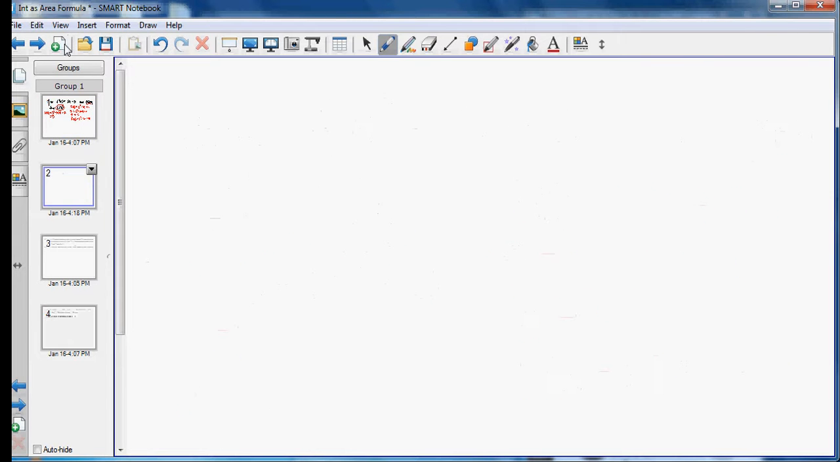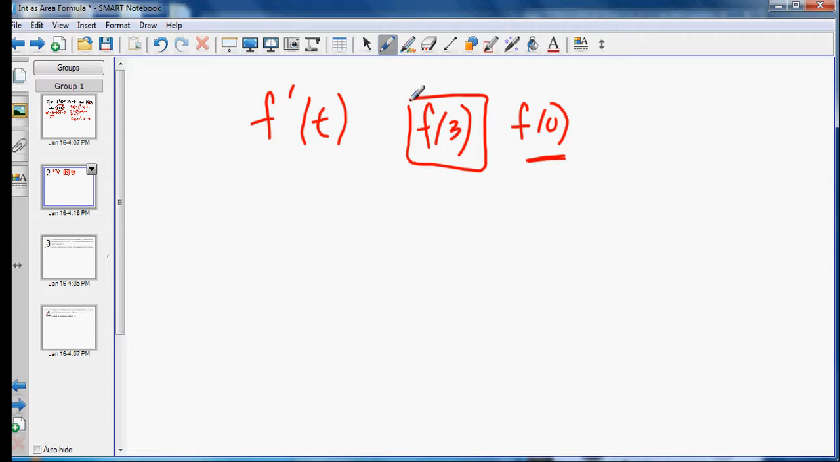If you think about the example I just showed you, we had f prime of t, and we knew one point. But we were asked to find a different point. So we were given a derivative, we were given what f of 0 equaled, and asked to find what f of 3 equaled. Well, there's a way we can relate these three things, and that's with the first fundamental theorem.